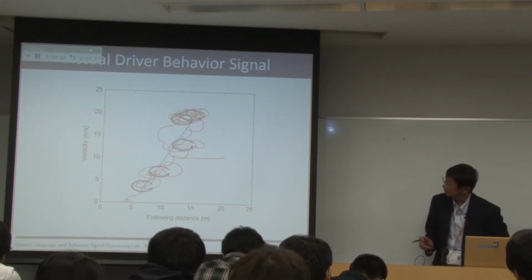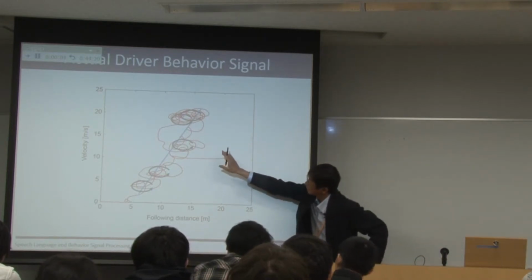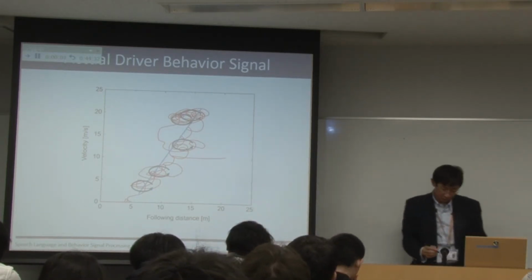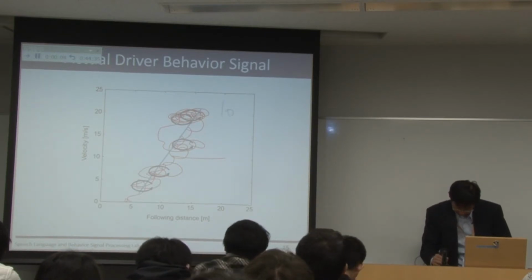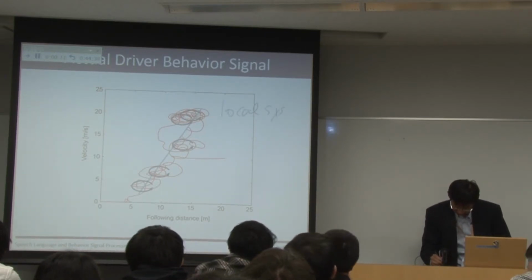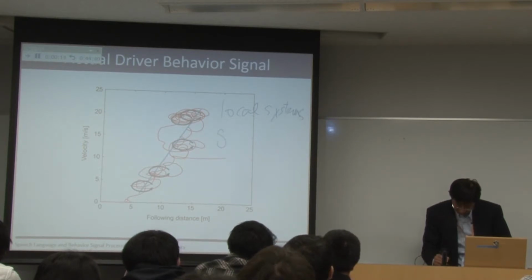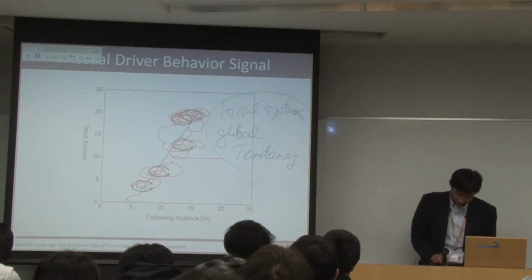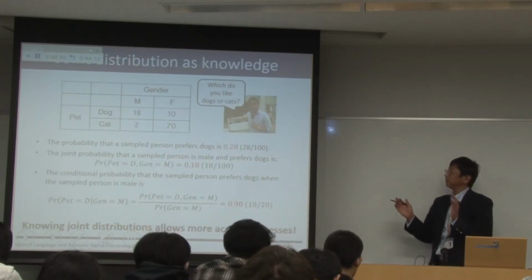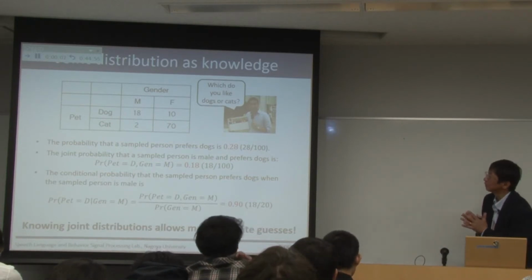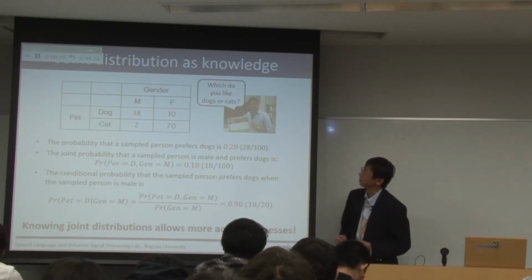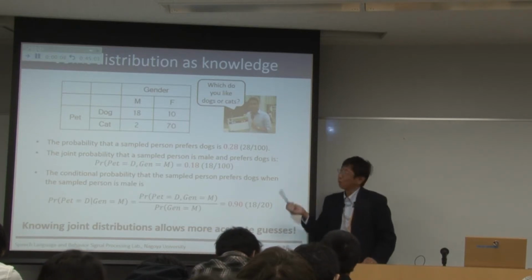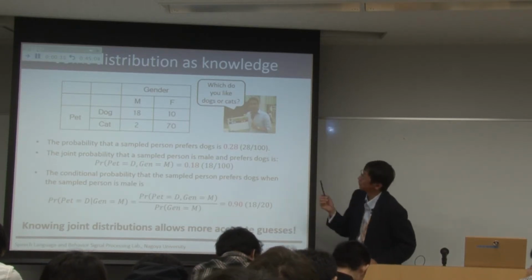Again, this is depicting that there is a local system and a global trend. Local systems and global tendency. So the combination of this is, okay, and this is a very simple review of joint distribution, or in other words, joint probability.